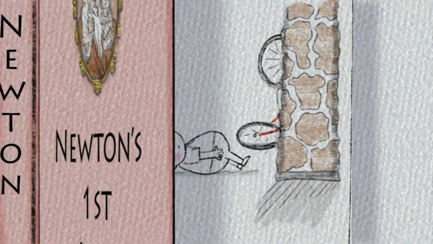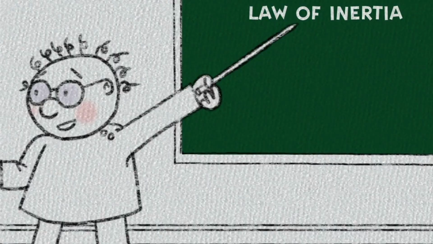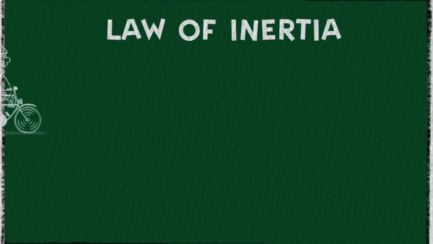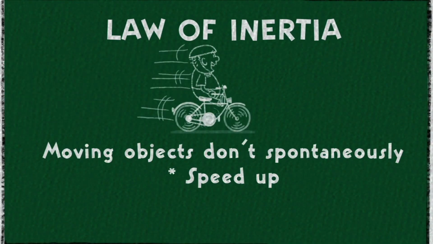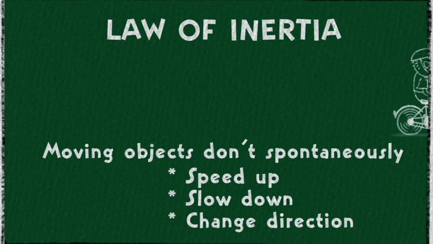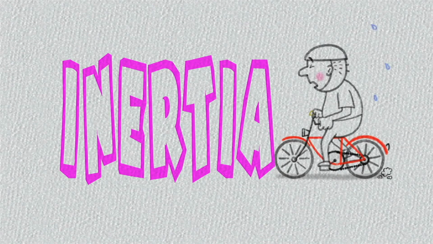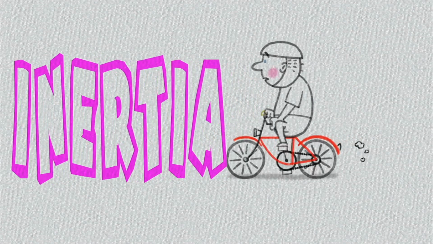That's Newton's first law. Physicists call it the law of inertia, which is a fancy way of saying that moving objects don't spontaneously speed up, slow down, or change direction. It is this inertia that you must overcome to get your bicycle moving.